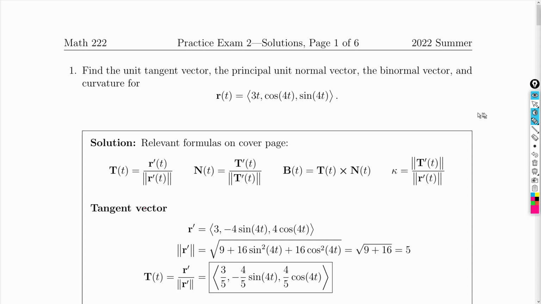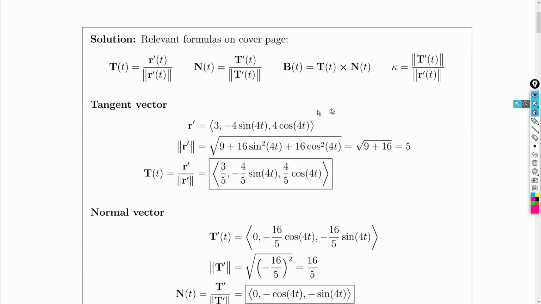I'm not able to scroll. That's weird. What about now? Okay, it's a little bit bothersome.